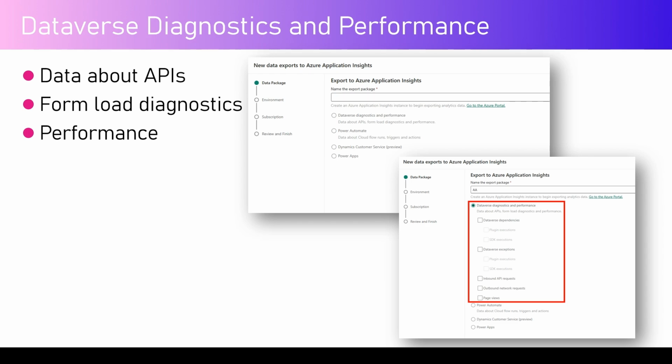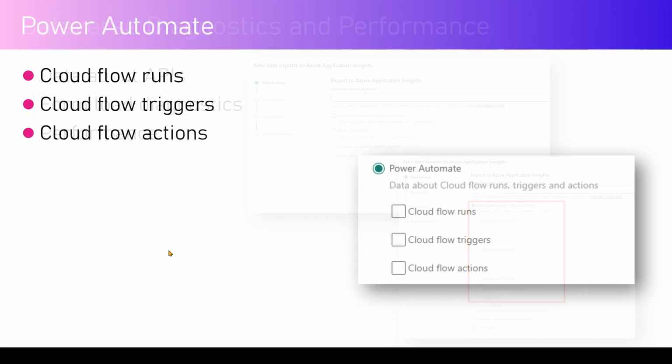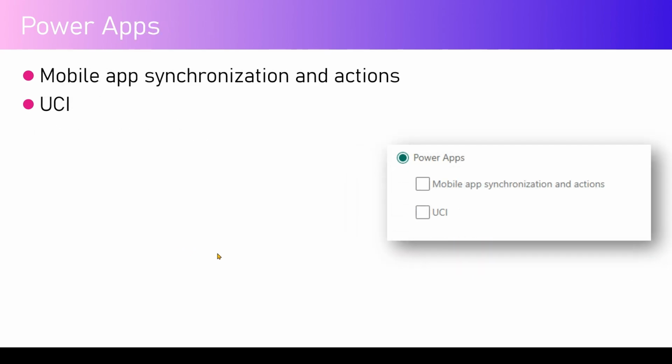Now, once you create that package and export it to Application Insights, you can transfer various parameters like Dataverse dependencies in terms of plugin execution and SDK executions, Dataverse exceptions again in terms of plugin and SDK executions, track inbound API request, outbound network request, page views. From a Power Automate perspective, you can actually track the Cloudflow runs, Cloudflow triggers, Cloudflow actions. Power Apps, UCI, and the mobile app synchronization and actions. I'll just show you that in the demo now.